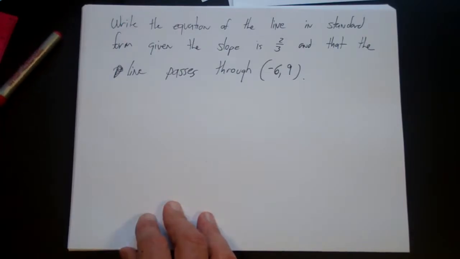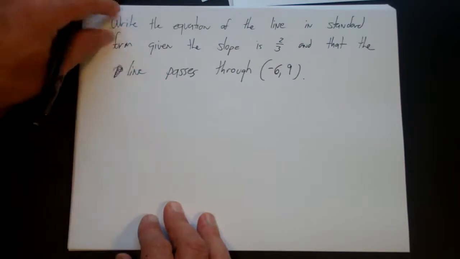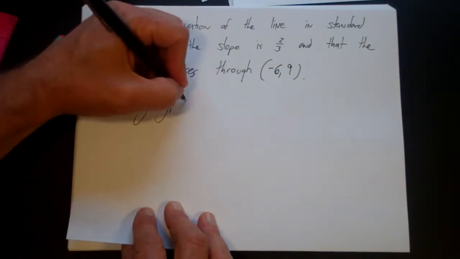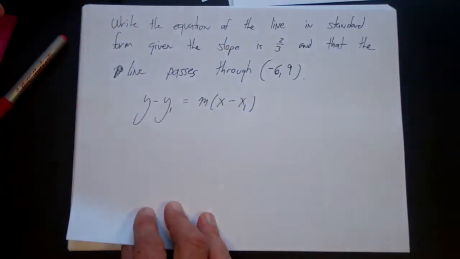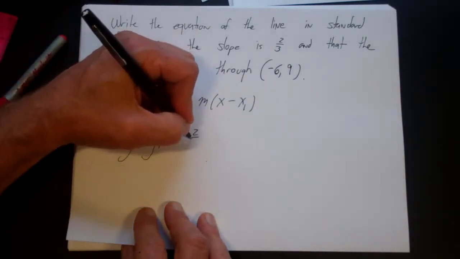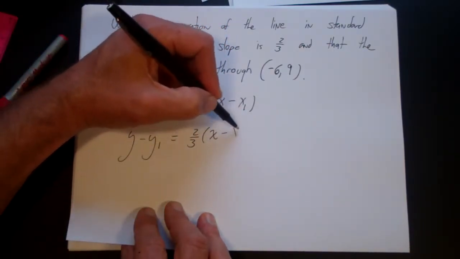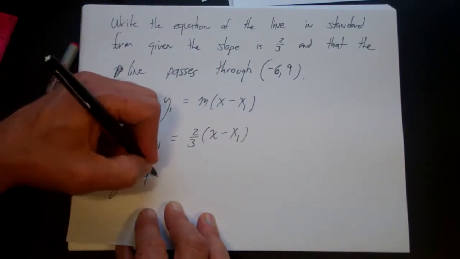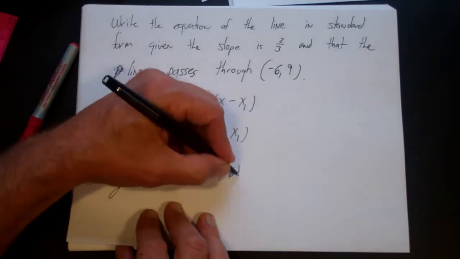Well, the first thing you need to do is know what formula to use, and that's just something you have to memorize. In this case, you're going to use the point slope formula: y minus y1 is equal to m times x minus x1. Let's plug in the slope: y minus y1 is equal to 2/3 times x minus x1. Now let's plug in x and y. So that's y minus 9 is equal to 2/3 times x minus minus 6.